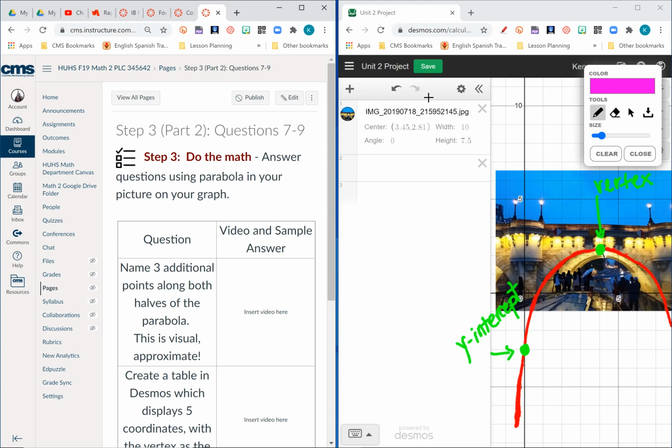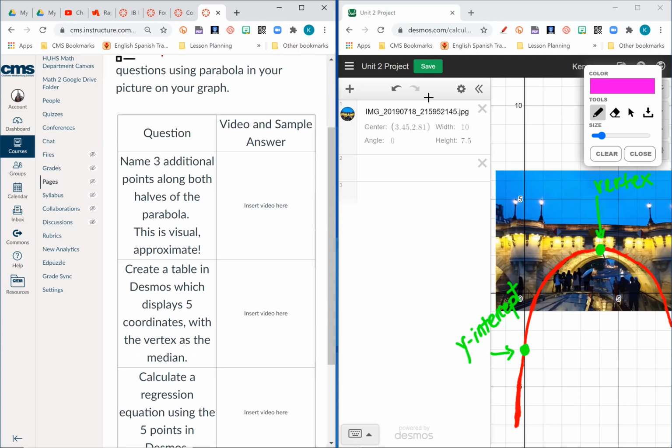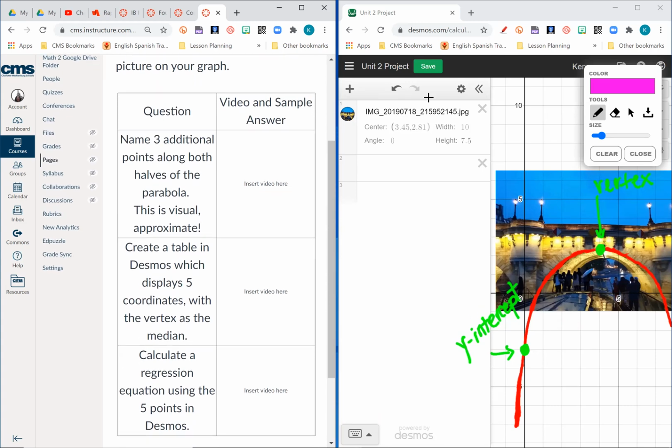The first question is: name 3 additional points along both halves of the parabola. When we say both halves, we're talking about the left side and the right side of the parabola. This is a visual, so you're going to approximate what you think the point is. We're going to use a total of 5 points. You see we already have the vertex, and we already have the y-intercept. We're going to have a total of 5 points after we choose the other 3 additional points.